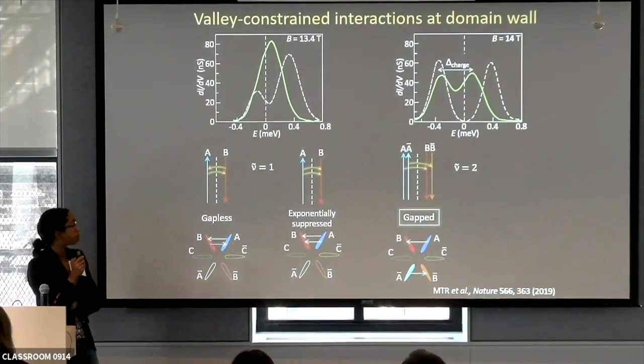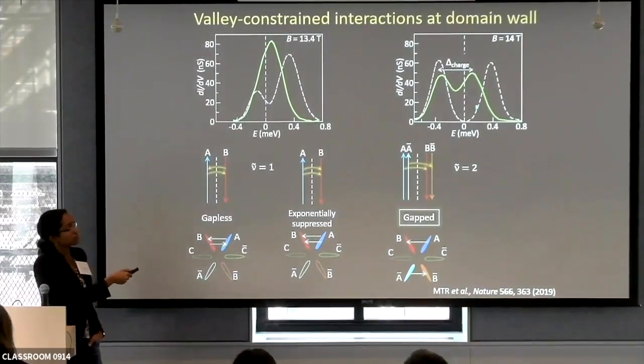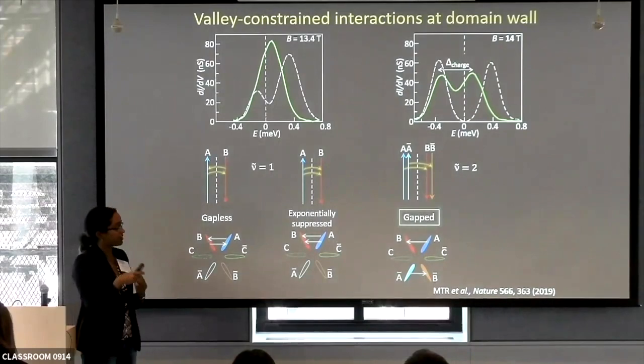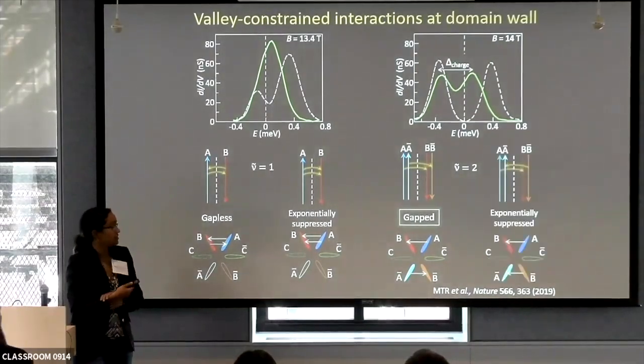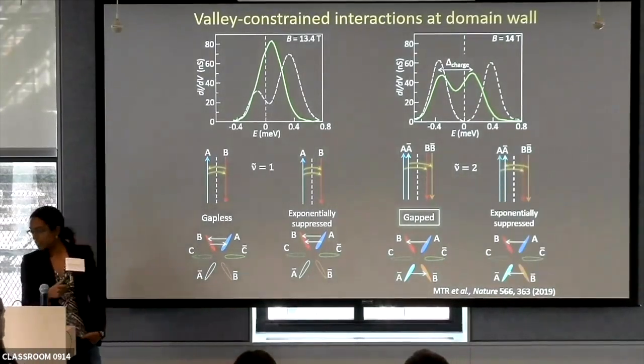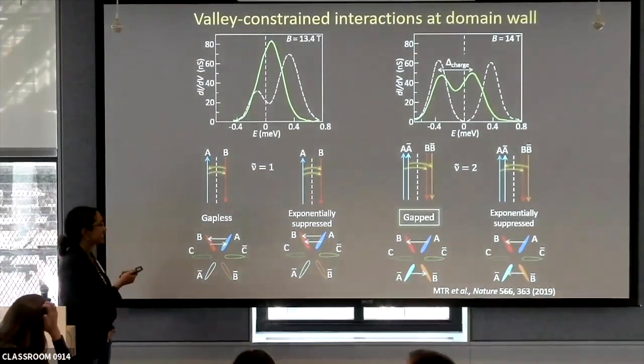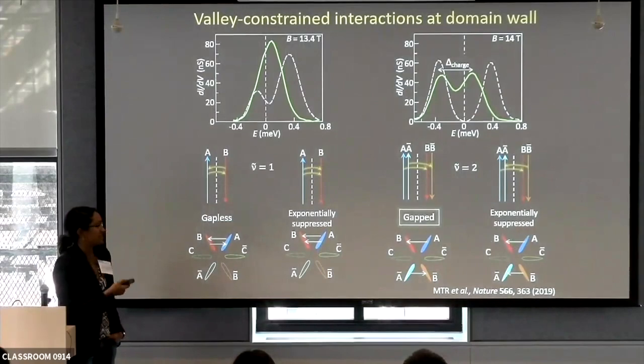And these are precisely the kinds of interactions that open up this charge gap, only for the case where you have two different flavors of valley modes going in each direction. Then there are also other processes that, in this case, would also be exponential.